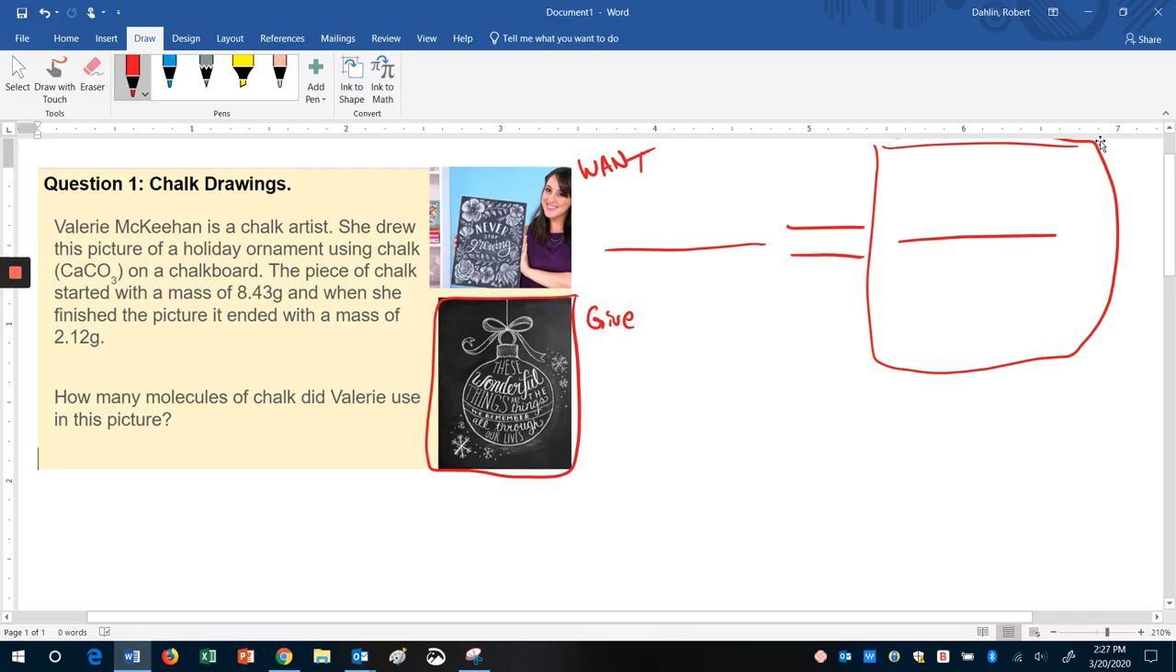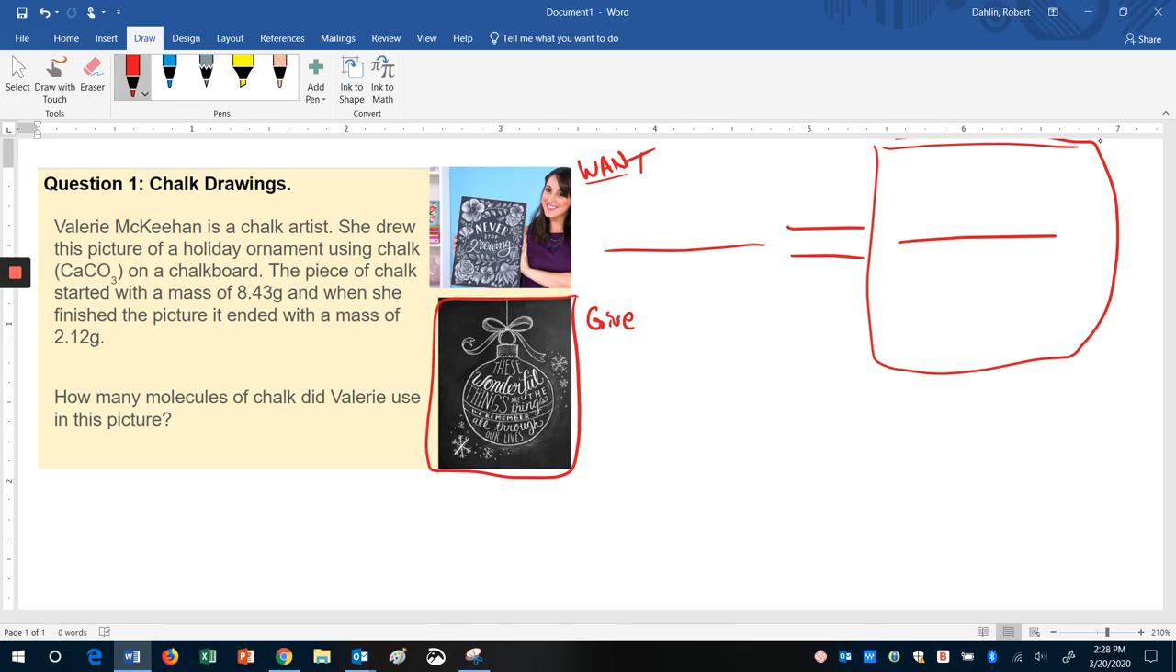So let's dive into the question and look at which ones we have here. First, we want to figure out what the question wants me to find. So we read through. Valerie McKeenan is a chalk artist. She drew this picture of a holiday ornament using chalk, which is CaCO subscript 3, on a chalkboard. The piece of chalk started with a mass of 8.43 grams, and when she finished the picture, it ended with a mass of 2.12 grams.